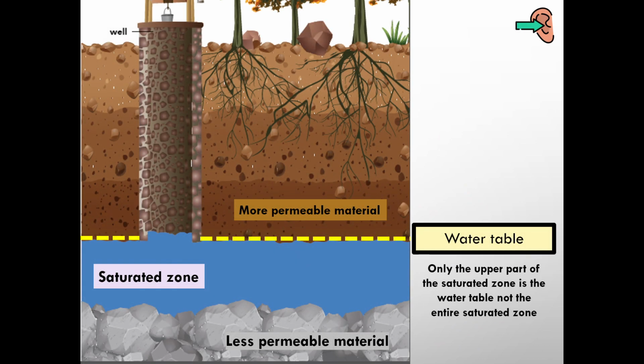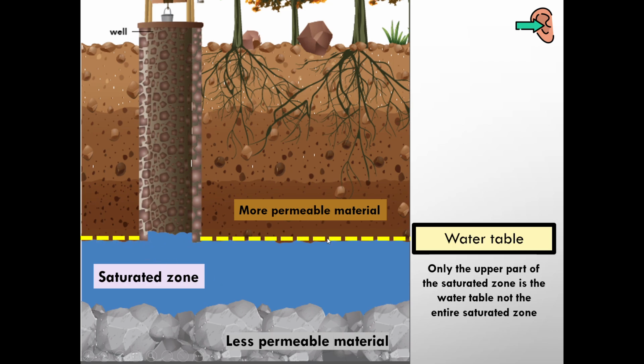Okay, ladies and gentlemen, so we know that we have our unsaturated zone at the top here, and then there's a saturated zone which is completely soaked with water. So the area between the saturated and unsaturated zone, this area I have used the dashed yellow line for, is known as the water table. So what I need you to take note of is the water table is not the saturated zone, but it is the upper part of your saturated zone.